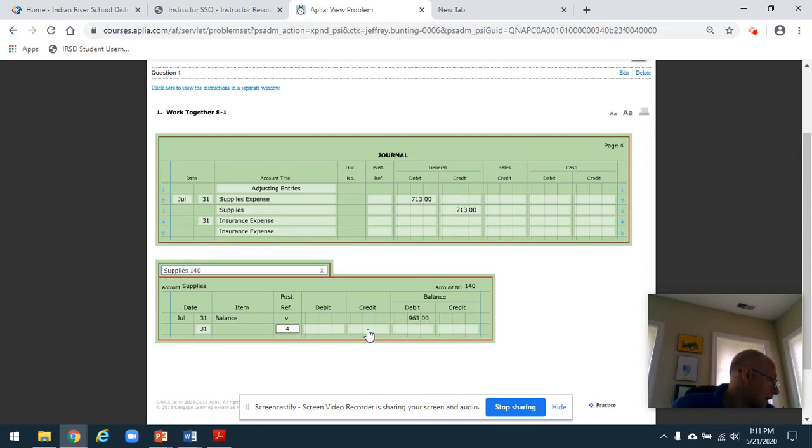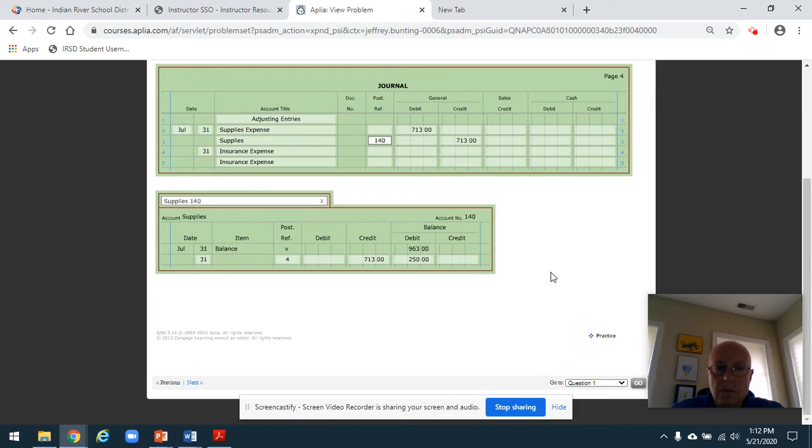And what are we going to do here? We've got a credit entry, 713. So it goes on the credit side. Now, what do we do here? Well, we gotta do some math here. See if I can do this in my head. So 900, I think it's 250 if I can recall. All right. Then we go back, and we gotta make an entry here for post reference. We don't have a document number. We don't have a source document. We do have a post reference here.